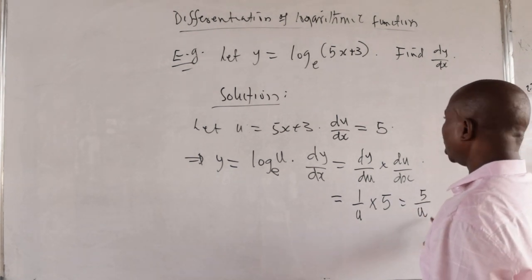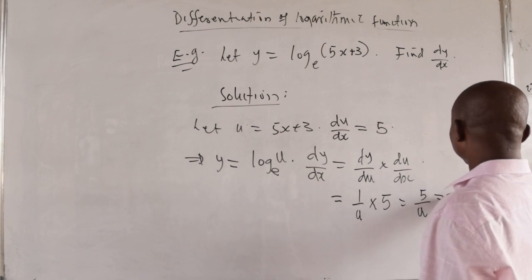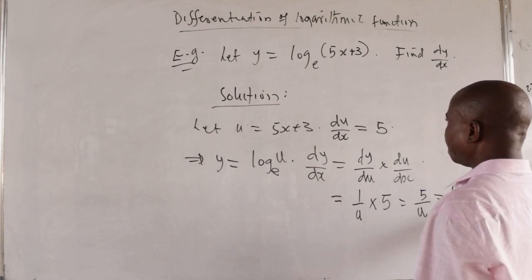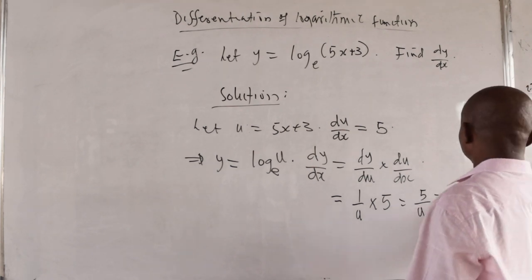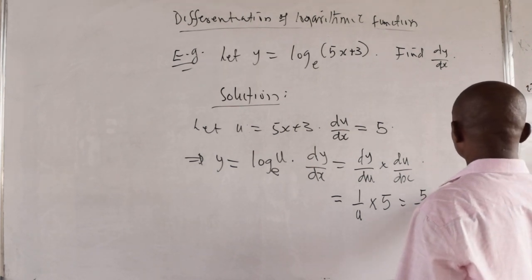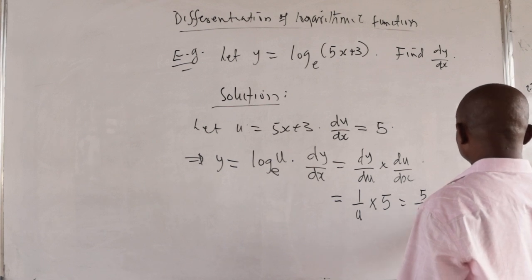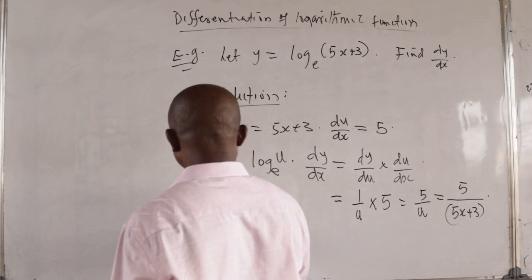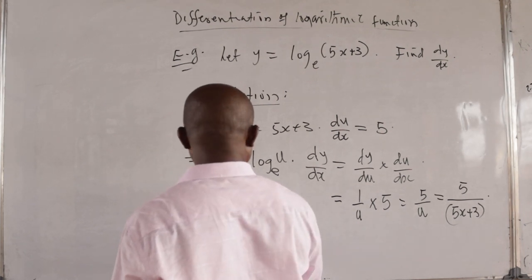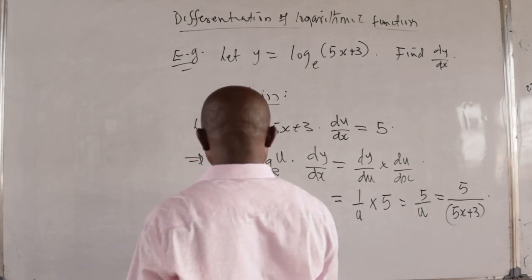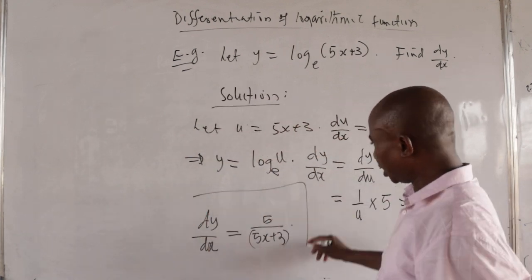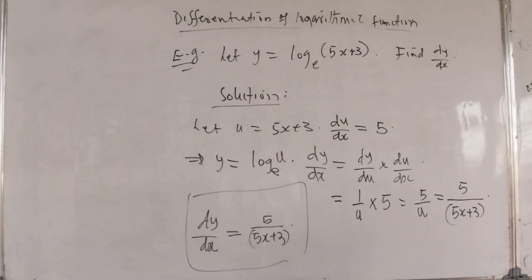Who is u? Our u is 5x plus 3. So this is 5 divided by 5x plus 3. So what we have got is that the derivative of y with respect to x is simply 5 divided by 5x plus 3. That is the result. And so you can see how to apply the two concepts.